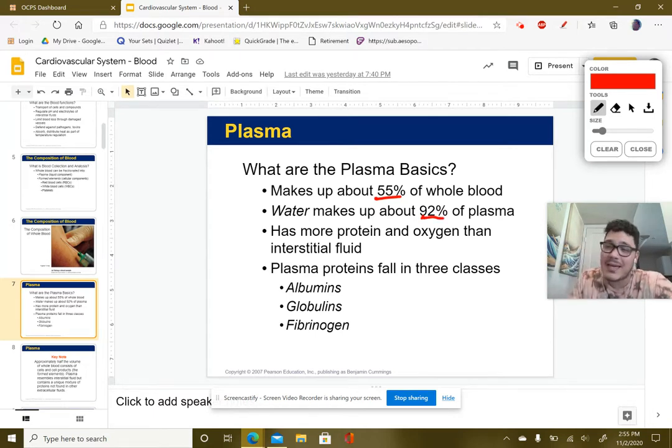Remember how we mentioned plasma is the liquid component? For something to be liquid, it has to have water. So there's going to be quite a bit of water in your plasma. There's also going to be more proteins and oxygen than interstitial fluid. Don't worry too much about that.